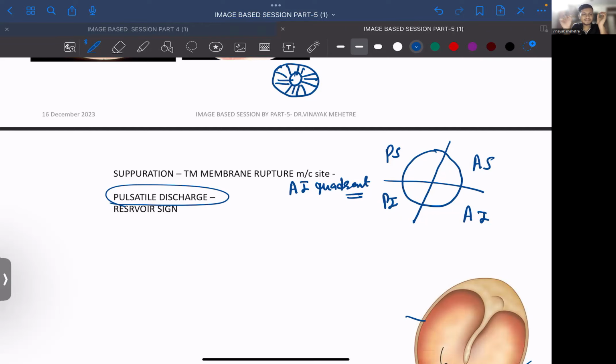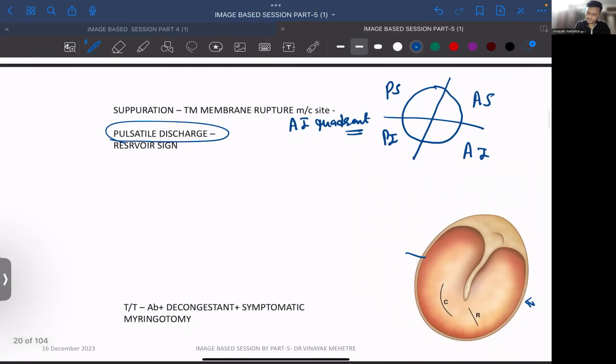वहां से क्या हो रहा है? पानी बाहर आ रहा है, water is coming out. So इसे बोलेंगे हम रिजर्वायर साइन, right? और लास्ट चीज कौन सी होती है? Resolution. Okay, resolution. The complete ASOM features will go out and patient will have resolution. Normal life again in the middle ear.